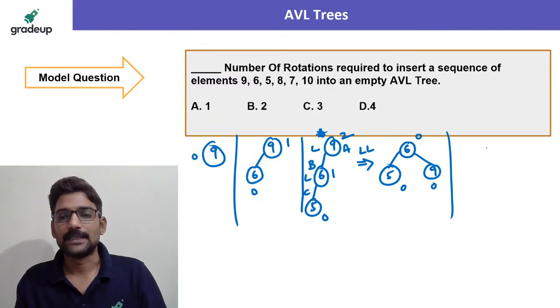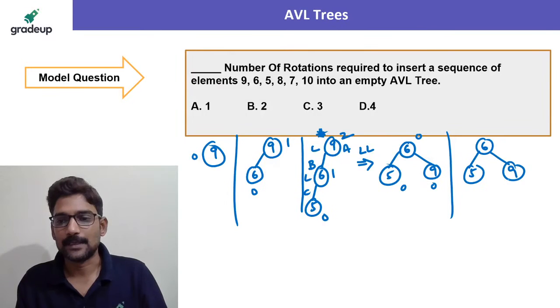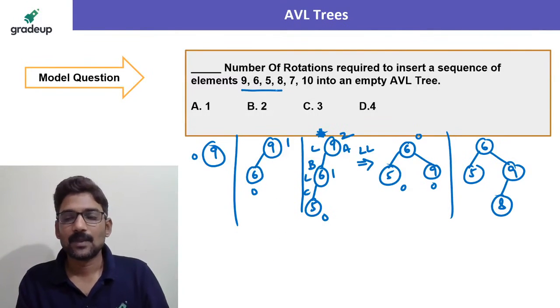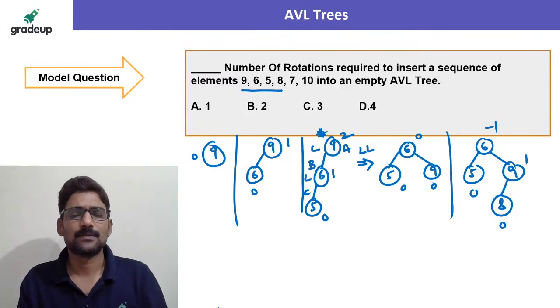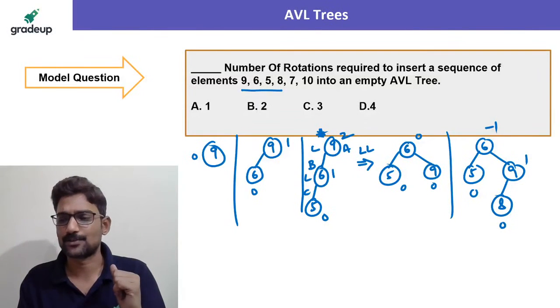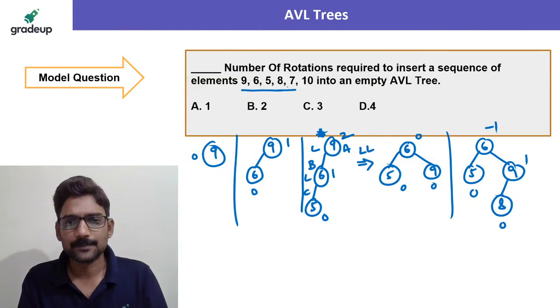Now insert 8, 6, 5, 9, 8. Balance factors 0, 0, 1, 1, minus 2, minus 1. Balanced means what? Minus 1, 0, plus 1. In this range the balance factors should be. Now insert 7. Where do you insert 7? As left child of 8.